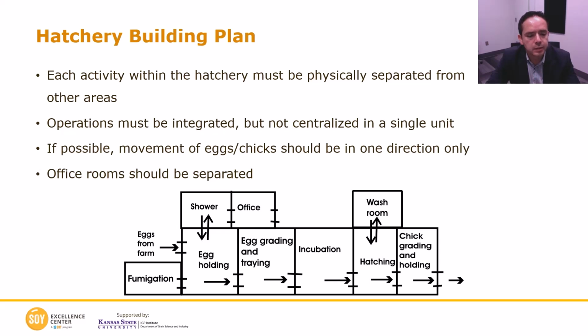So here you can see an example of a hatchery building plan. And the important things to remember here is that each activity within the hatchery must be physically separated from other areas, and operations must be integrated but not centralized in a single unit. If possible, the movement of eggs and chicks should be in one direction only. And the offices, showers, washrooms, all those areas should be separated.